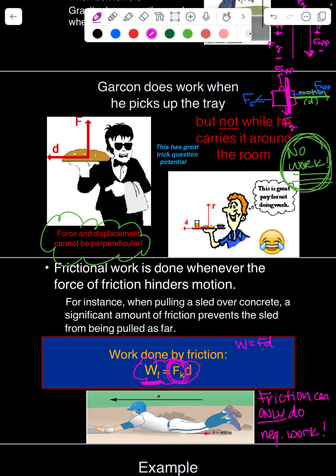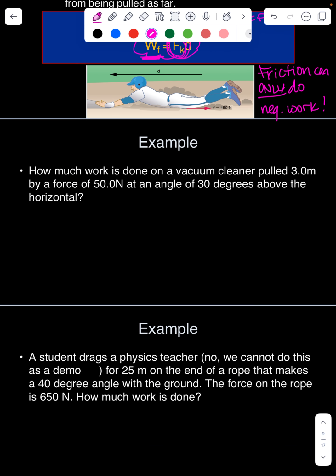Now that's all the concepts. Let's go to some examples. Let's go for some math. I want to know how much work is done on a vacuum cleaner pulled 3 meters by a force of 50 newtons at an angle of 30 degrees above the horizontal. I'm looking for how much work is done, so that is my unknown. I'm looking for the amount of work.